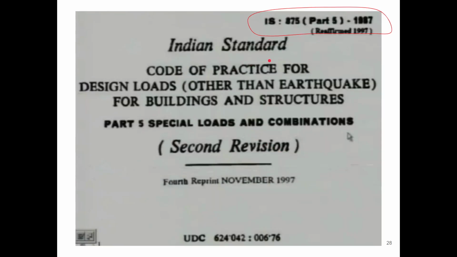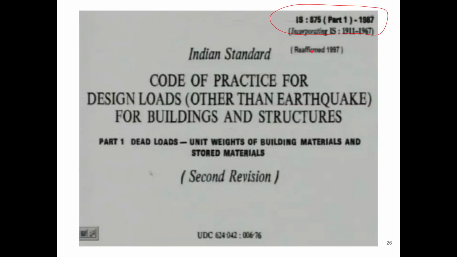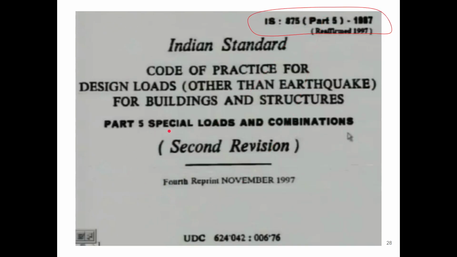Then there is this code, IS 875 part 5. So 875 part 1 was mainly for dead load, and this is part 5, which is basically for special loads and combinations. Because in buildings, the main loads which we have to take into account are dead load, live load, earthquake load, and wind load. These are the main loads which we take into consideration. Other loads are also there, but they are not of that significance. So for the combinations, we refer to this code.